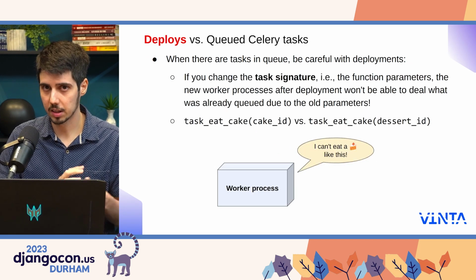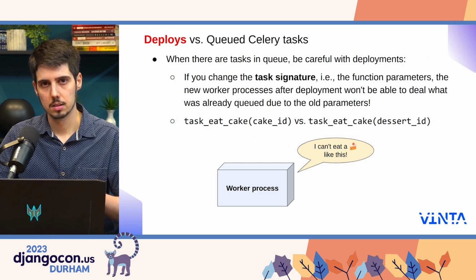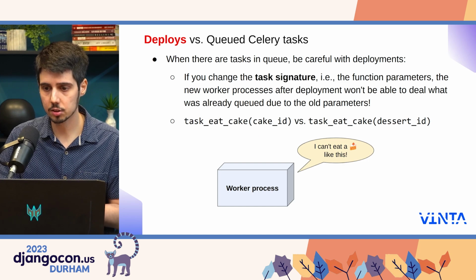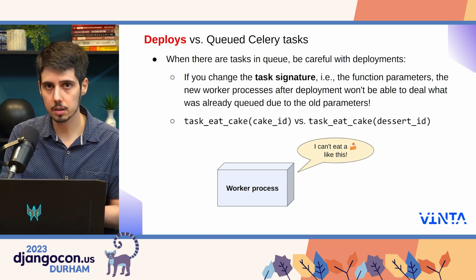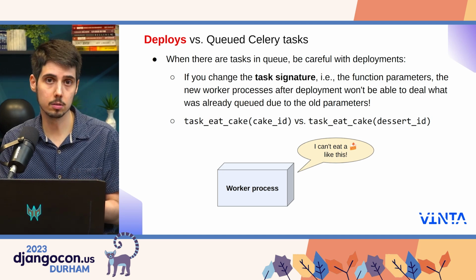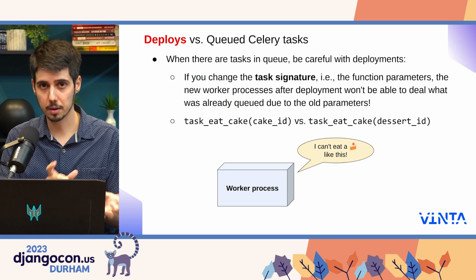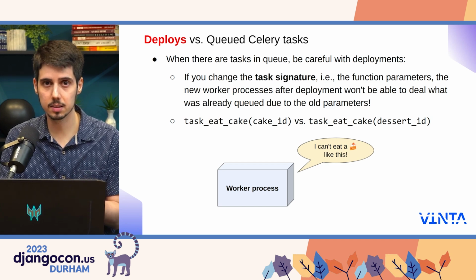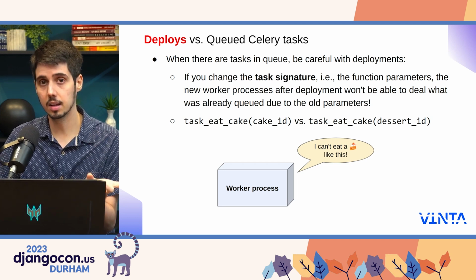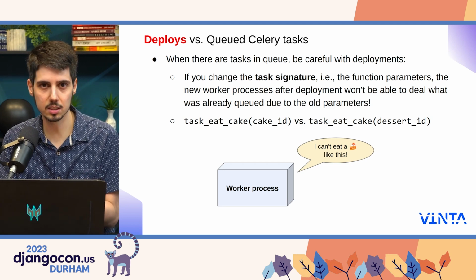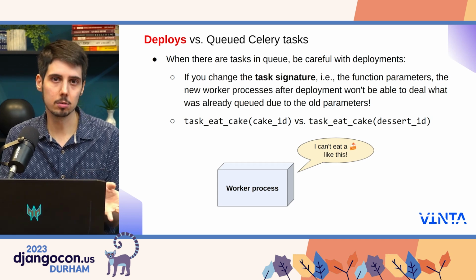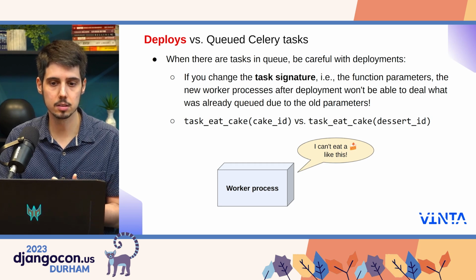Let's talk about deploys versus queued Celery tasks. When there are tasks in queue, be careful with deployments. If you change the task signature, the function parameters, the new worker processes after deployment won't be able to deal with what's already queued with the older parameters. Imagine you had a task cake with cake ID, but you changed to dessert ID and it's structured differently. The new workers won't be able to deal with the old tasks that were queued and are being redelivered. So be careful with that.